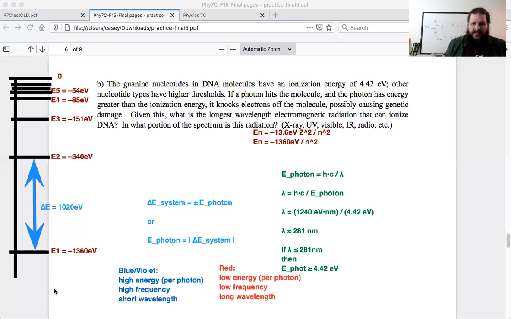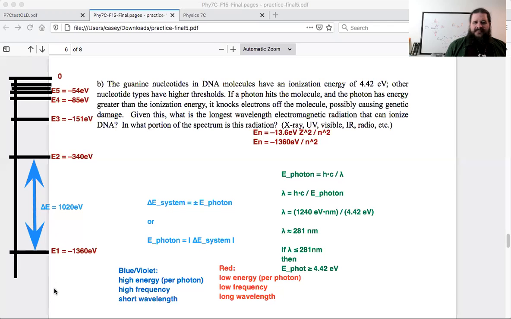It's definitely not visible. It might be ultraviolet, it might be X-ray. We'd have to take a look at the chart to figure out exactly where it is. But it's definitely beyond the violet end of the visible spectrum. So ultraviolet or more so.